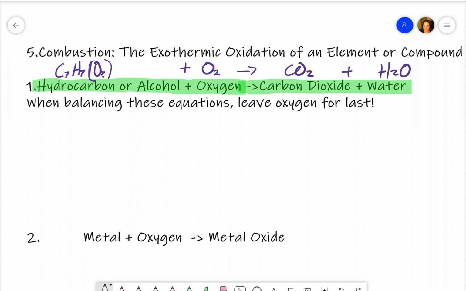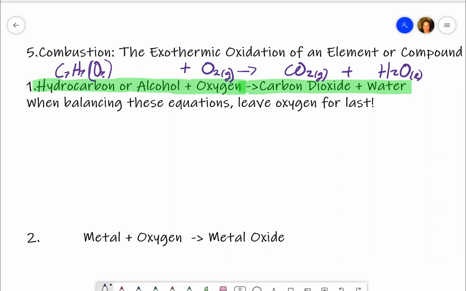Now, when we think about these in terms of our states, we don't really worry too much about the states. The state of the compound or element depends on what it is, but for the most part, if it's a hydrocarbon, it's probably going to be a gas or a liquid. And then oxygen is always a gas at room temperature. And CO2 is a gas at room temperature. It's what you blow your birthday candles out with, right? That's CO2. And then water is a pure liquid at room temperature.